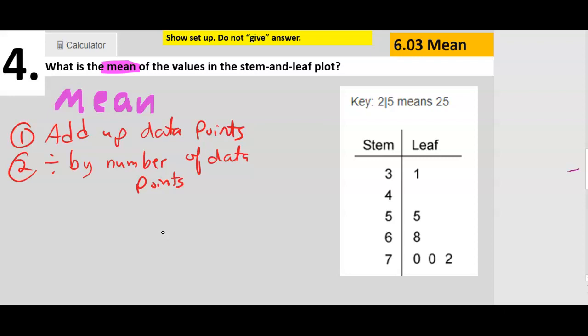Okay, Panthers, this is the same thing. Add up the data points, divide by the number of data points. The only thing that might get you is a little quick review on stem and leaf plots. So here we go. Here's the stem. Let's make the stem green. Well, leaves are green too, so I want to pick a different color for the stem. I'm just going to pick blue.